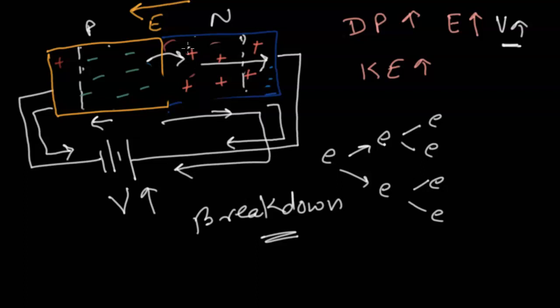Similarly, these holes also get sufficient energy, they cross the potential barrier, they travel through the p-type semiconductor and get attracted towards the negative terminal of the supply voltage. And hence a current flows. This type of flow of current is known as the avalanche effect.